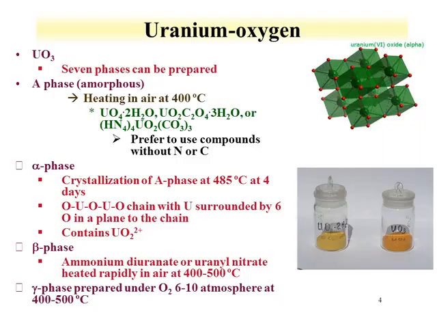The reason that we're interested in getting compounds with crystals is then we can determine them by X-ray diffraction. The beta phase can be made by taking ammonium diuranate or uranyl nitrate and heating rapidly in air at between 400 and 500 degrees. The gamma phase has been prepared by heating the same sort of materials in air, under oxygen at higher pressures.